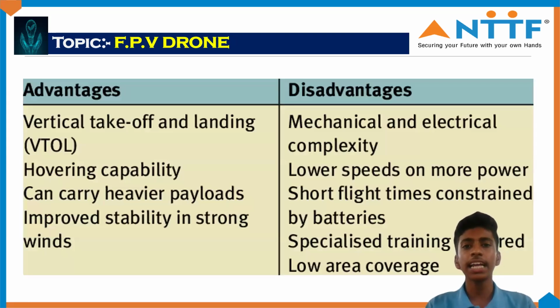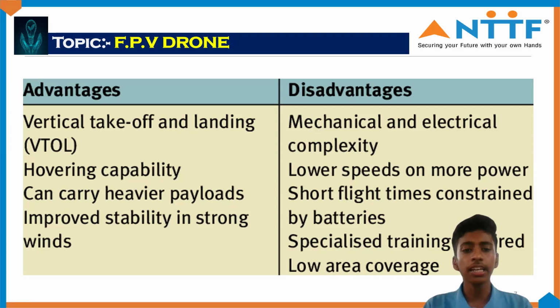So here are the advantages and disadvantages of FPV drones. First advantage, VTOL. VTOL means vertical takeoff and landing, which means that while flying a drone, we do not need any specific region or any specific runway to fly it. From anywhere we can, even from inside our home, we can take off our drone if we are skilled in operating it. The second one is hovering capability. The hovering capability means that nowadays drones are very stable, because of the sensors on the drone, it can stabilize itself.